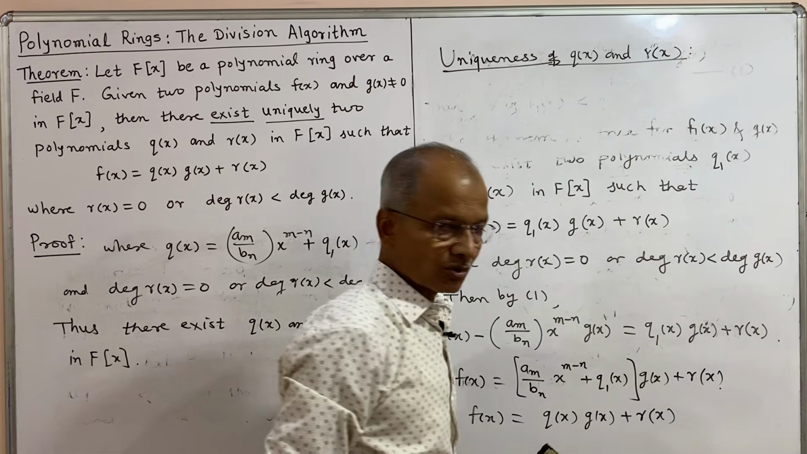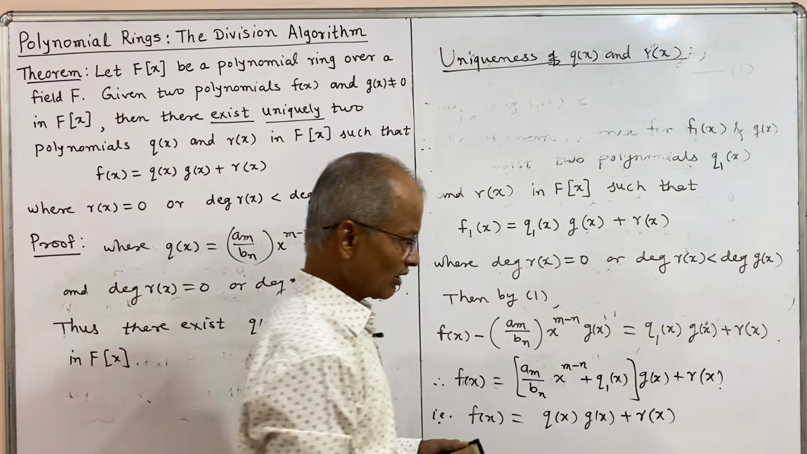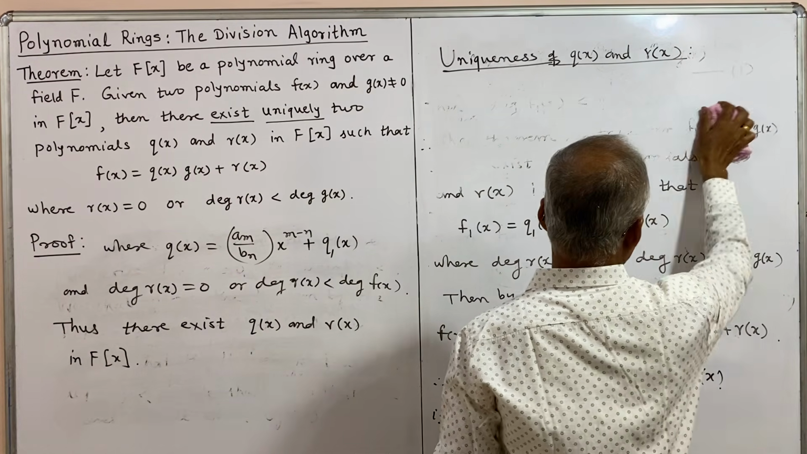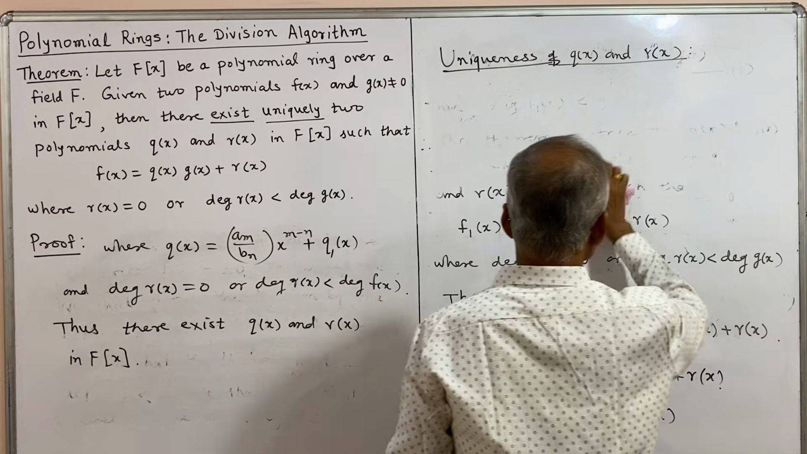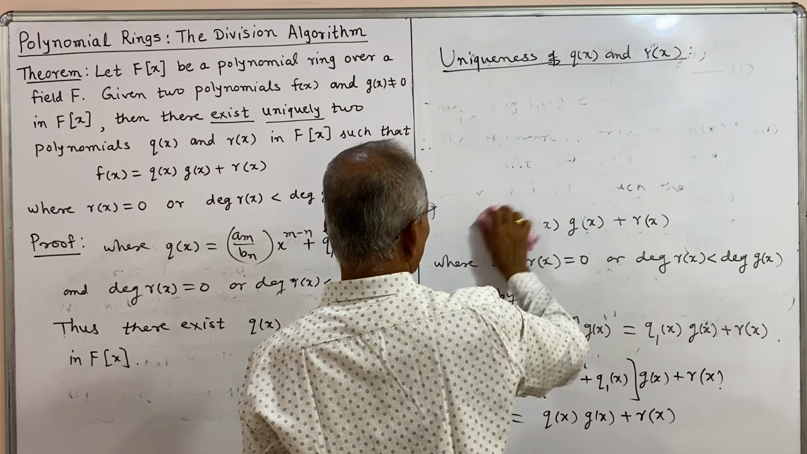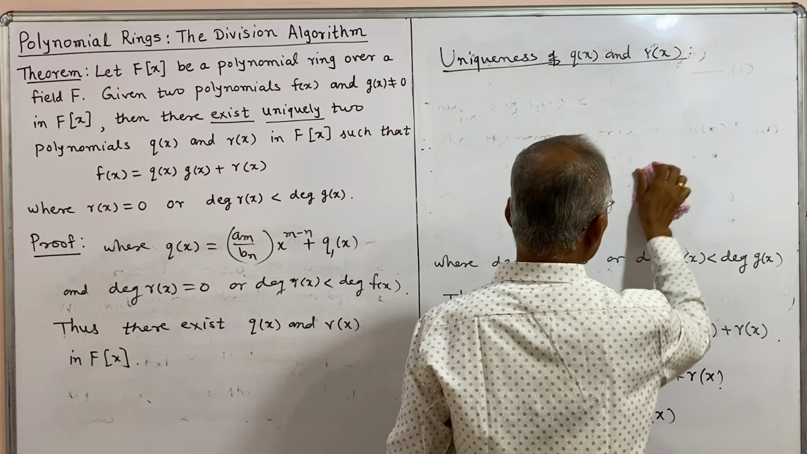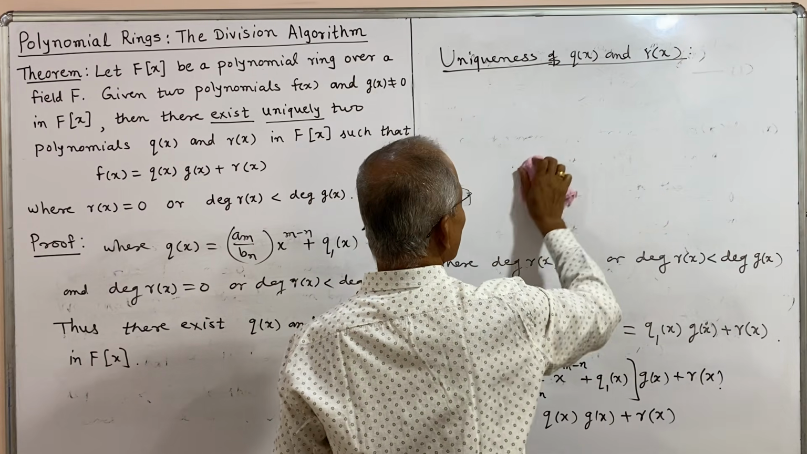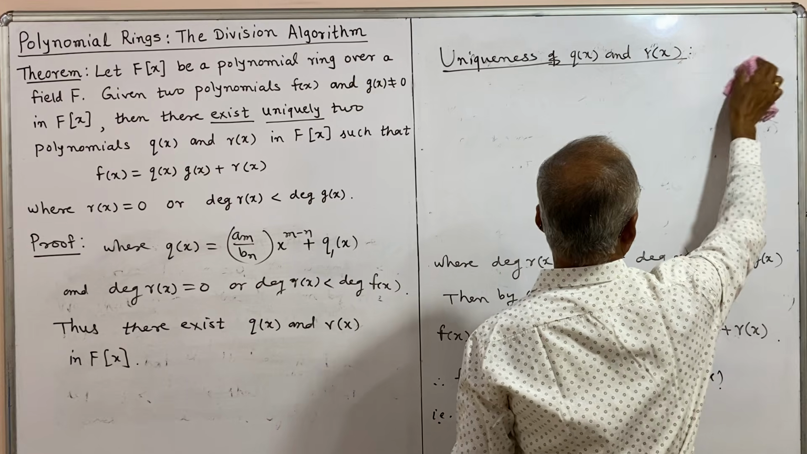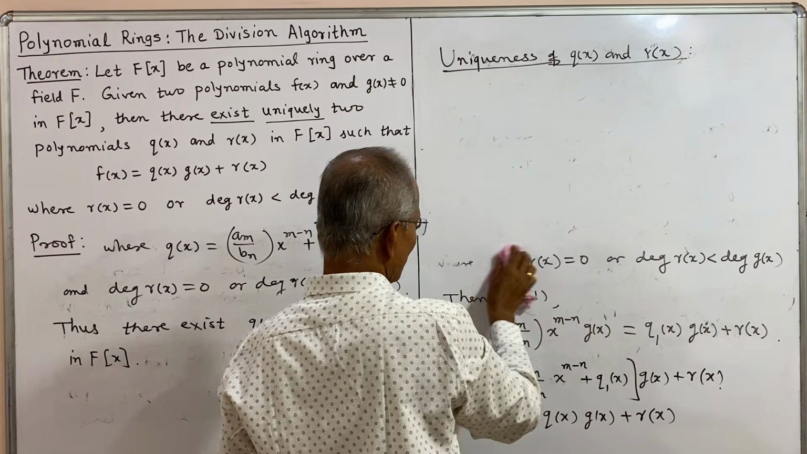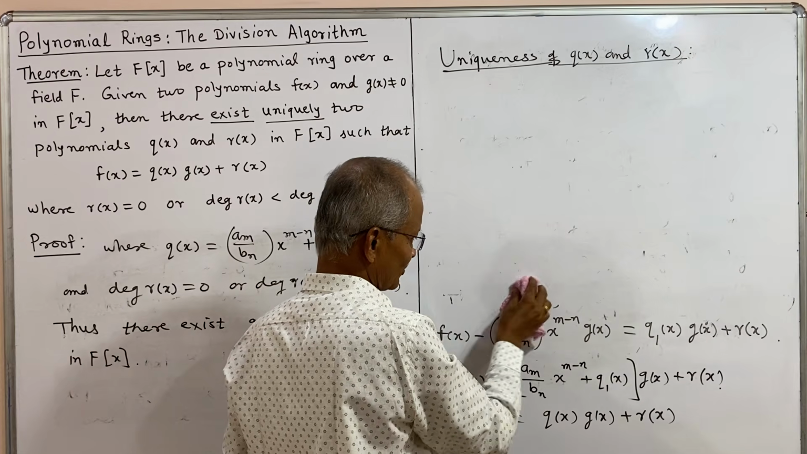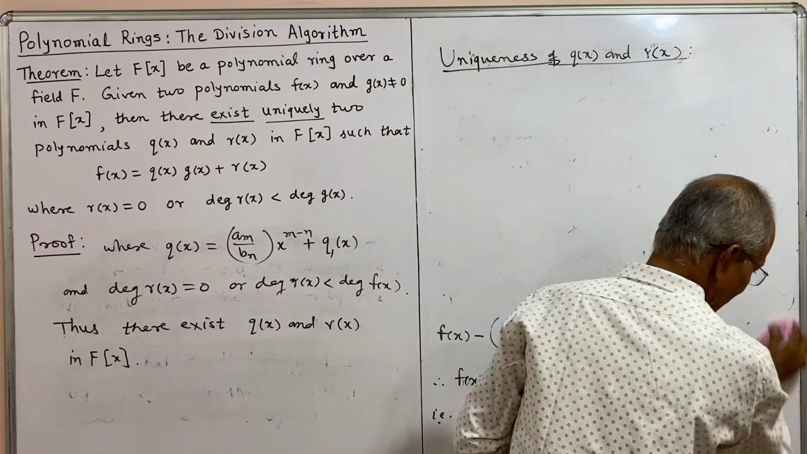That means the quotient and remainder is only one. There cannot be two quotients, two remainders, etc., or more than one. It is only one, more than one does not exist. That we have to prove. Now suppose, if possible, there exist two such polynomials, that is q1, q2, r1, r2, which satisfy the theorem.